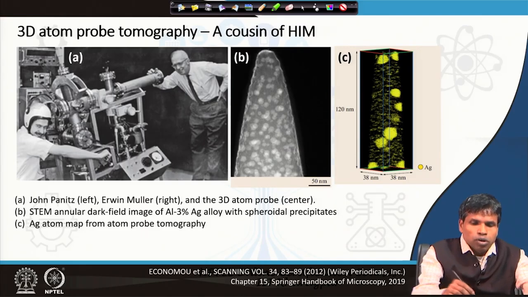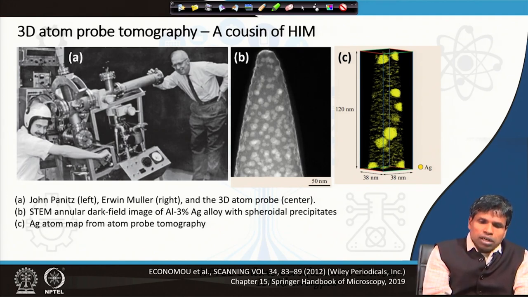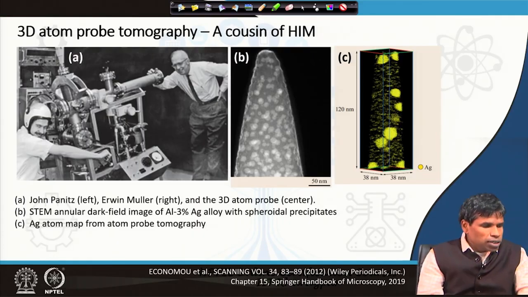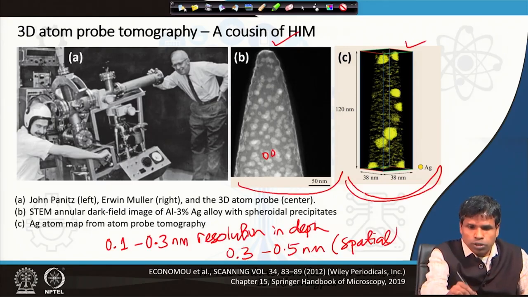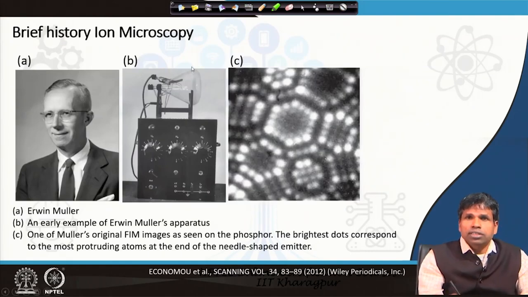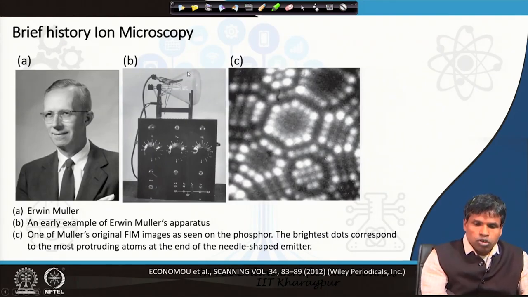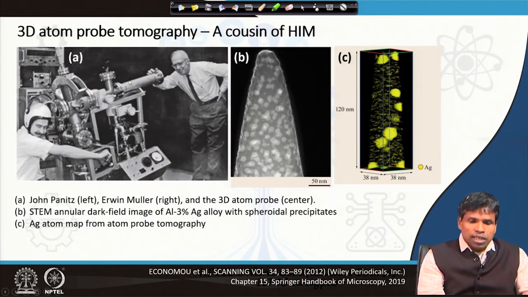And in this case, certainly the sample has to be prepared with a sharp tip. In the initial discovery, this was a glass tube, glass vessels. The atom probe tomography is a stainless steel one, and another of his graduate students, John Panis, and Muller discovered this 3D atom probe tomography.